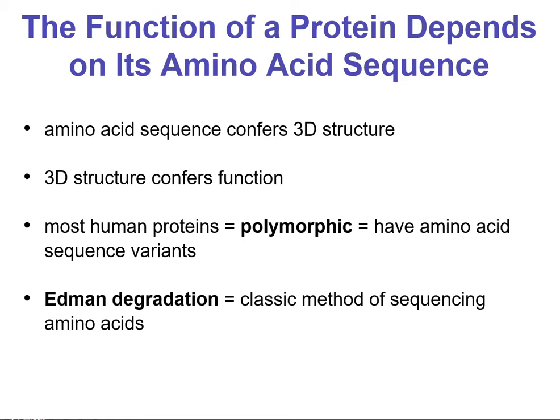Because proteins are so important to life, in order to study them, we have to be able to take them apart. Edman degradation is a classic method of sequencing amino acids. Other techniques for sequencing amino acids and large polypeptides have been developed based on this method.